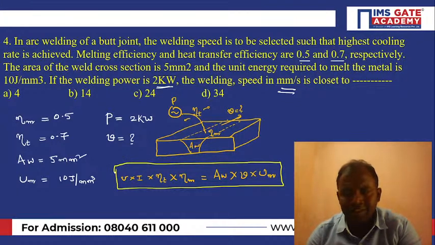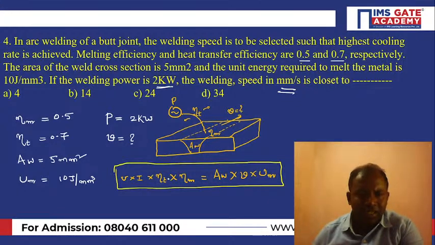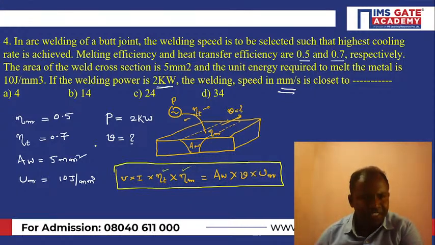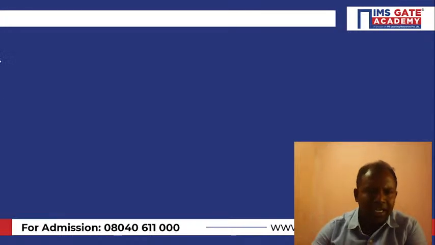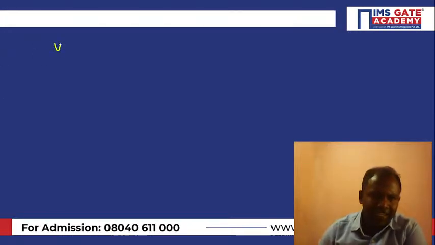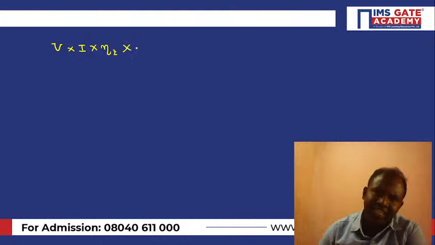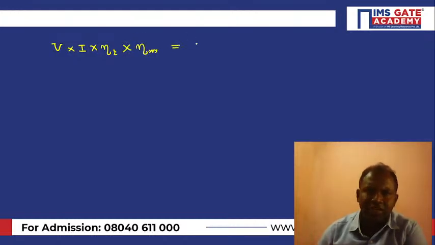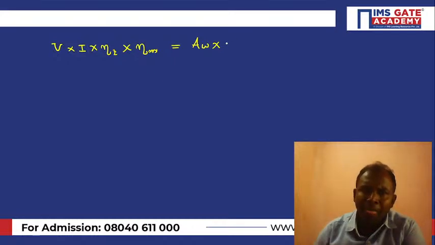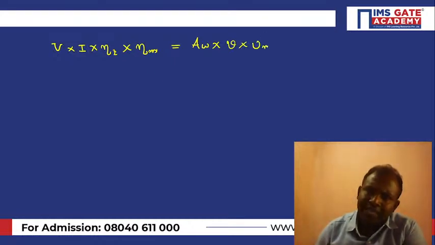All right, guys. Now let us substitute the values. V into I is the power, 2 kilowatts. Heat transfer efficiency given, melting efficiency given, area of the weld bead given, and unit melting energy given. Only welding speed we have to find. Clear? So I'll write again: V into I into heat transfer efficiency into melting efficiency is equal to area of the weld bead into welding speed into unit melting energy.